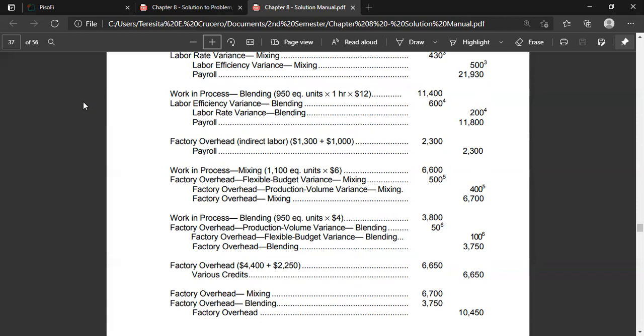Next, debit to factory overhead, 4,400 plus 2,250. Then credit to various credits. Next, debit factory overhead mixing, debit factory overhead blending, and credit to factory overhead.